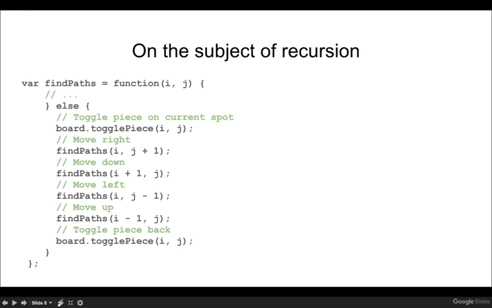Every time we invoke findPaths, it's either going to recurse or it's going to hit the base case. And if so, we're going to want to toggle the piece back. So that's what we're doing at the end. And that's it.